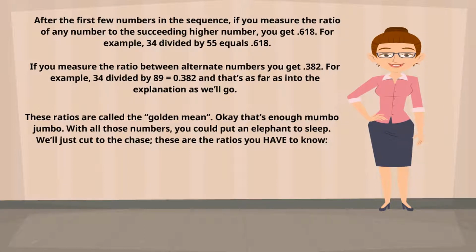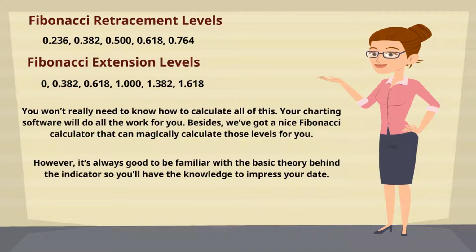Okay, that's enough mumbo jumbo. With all those numbers, you could put an elephant to sleep. We'll just cut to the chase. These are the ratios you have to know. Fibonacci retracement levels are 0.236, 0.382, 0.500, 0.618, 0.764. Fibonacci extension levels are 0, 0.382, 0.618, 1.000, 1.382, 1.618.